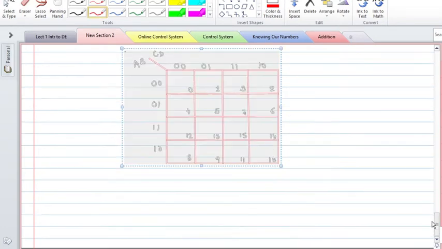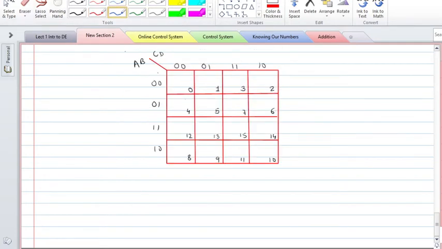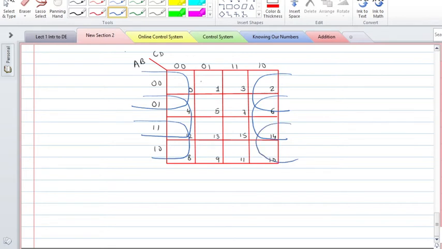In case of a group of 4 cells, so many different possibilities are there. That is, you can form a group of 4 cells like this. This is a group of 4 cells. This is a group of 4 cells. The Gray code adjacency must be considered at the time of forming groups.